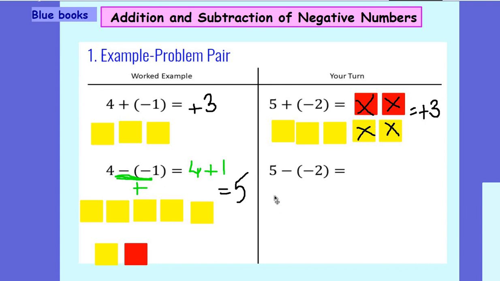And for the one below, I've got positive 5. We know that when there's 2 negatives in a row, that becomes a positive. So I've got 5 plus 2, adding on 2 yellow squares, gives me 7.